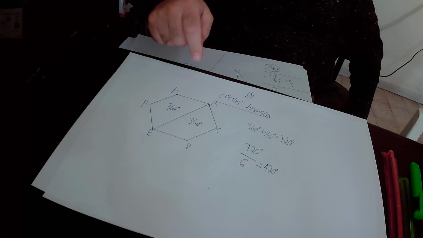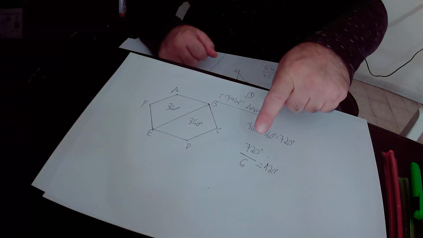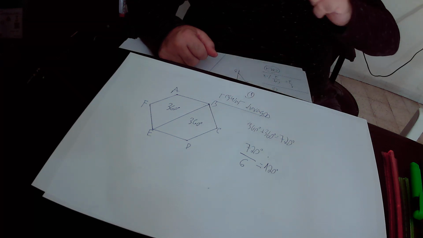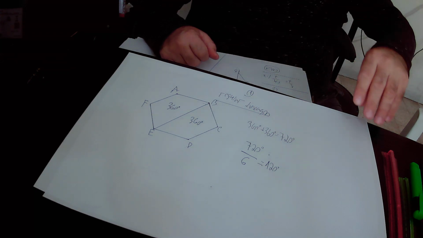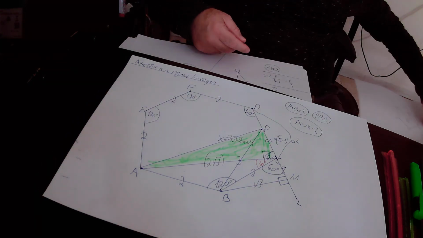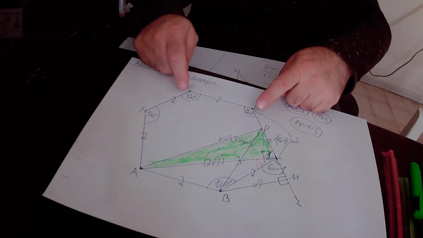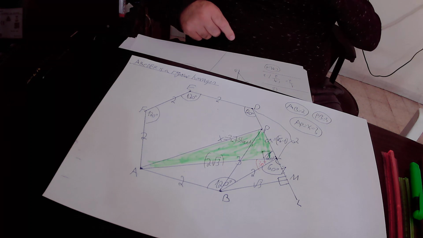Why? Because all of the 6 interior angles are equal to each other. So 720 degrees over 6 is equal to 120 degrees. So we found out that each interior angle is equal to 120 degrees. So we can write down here that all the 6 interior angles are equal to 120 degrees.